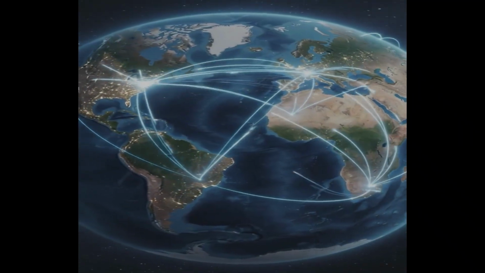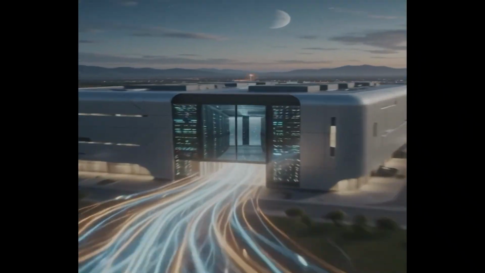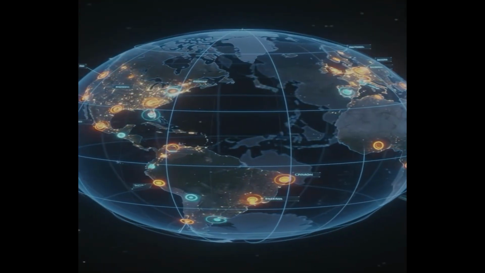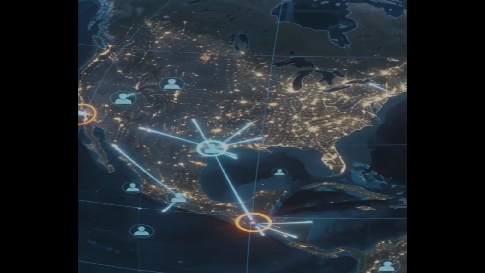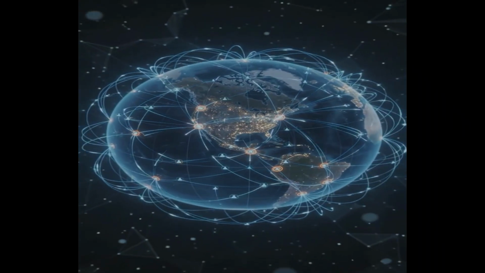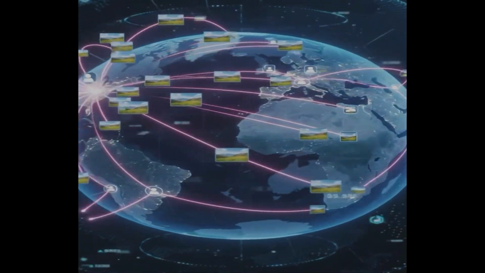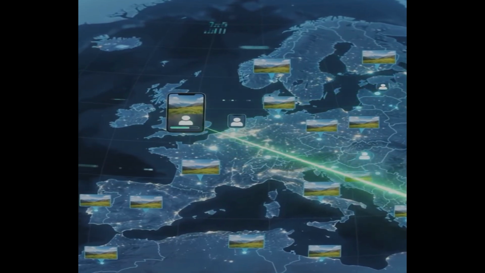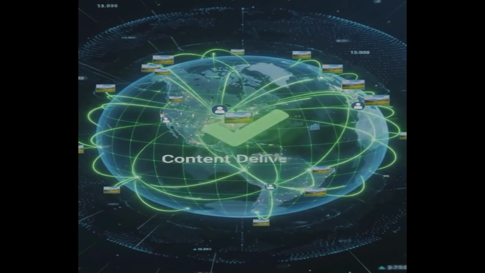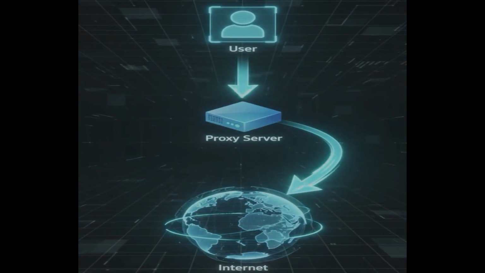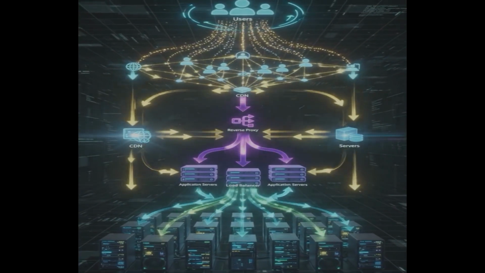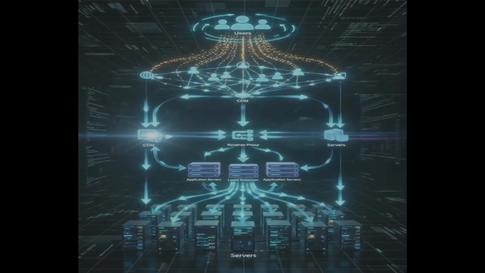But distance also matters. The farther your data travels, the slower your website becomes. This problem is solved by a Content Delivery Network, or CDN. A CDN stores copies of your website closer to users around the world, making pages load much faster. Together, these technologies make websites faster, more secure, and highly available.